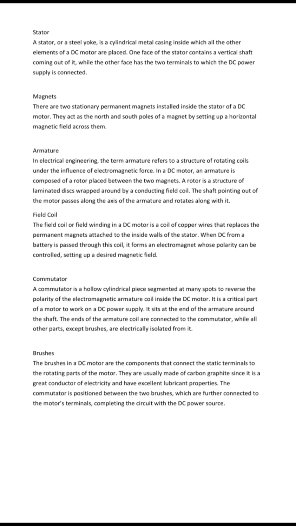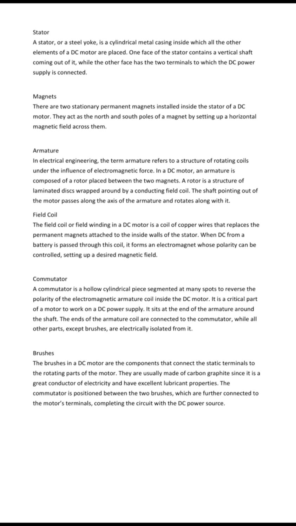Commutator. A commutator is a hollow cylindrical piece segmented at many spots to reverse the polarity of the electromagnetic armature coil inside a DC motor. It is a critical part of the motor to work on a DC power supply. It sits at the end of the armature around the shaft. The ends of the armature coil are connected to the commutator, which is electrically isolated from all parts except the brushes.